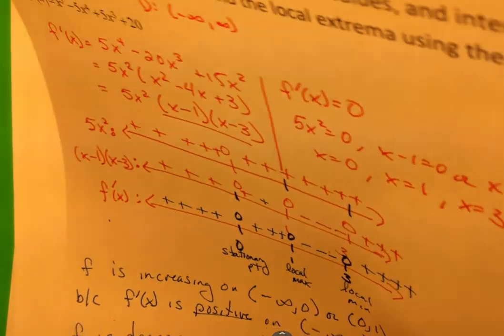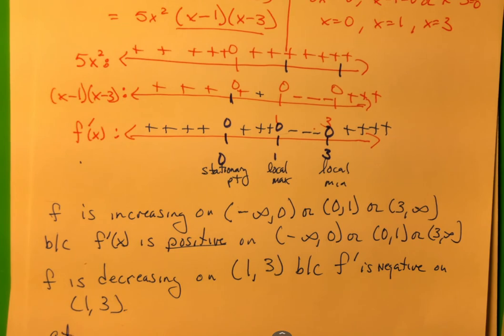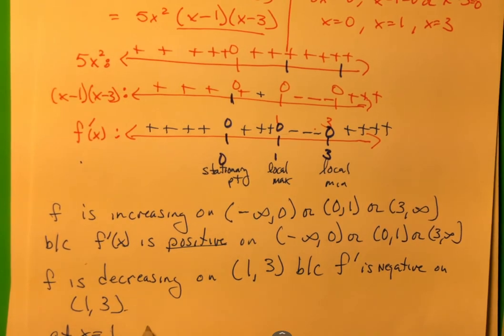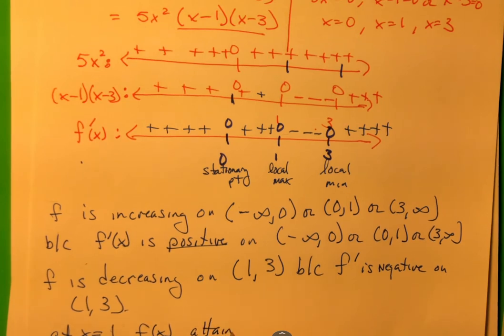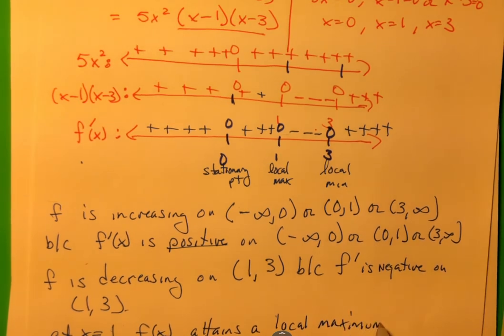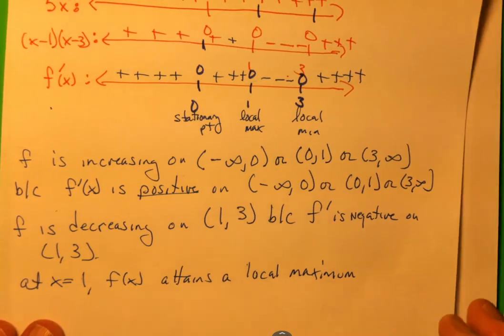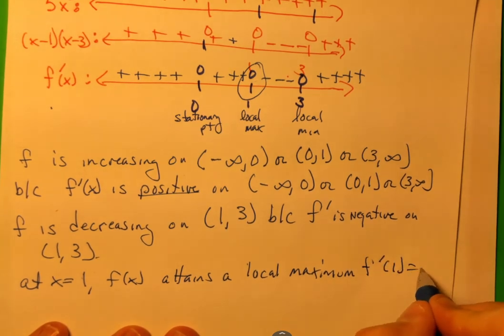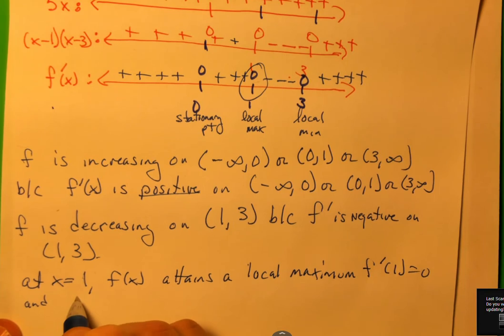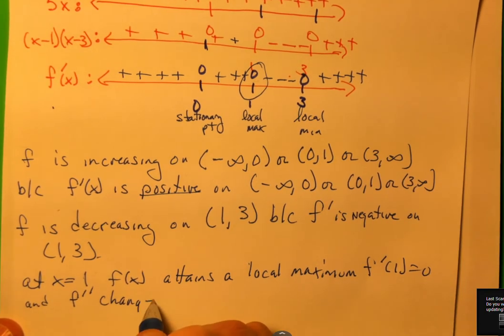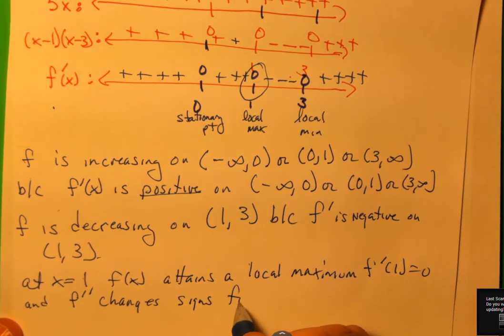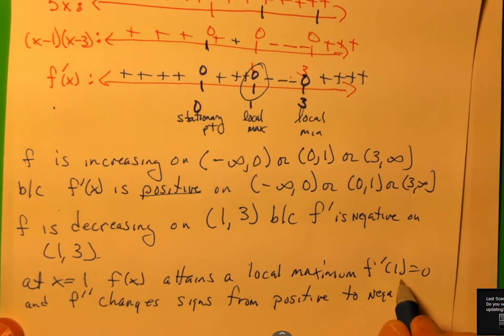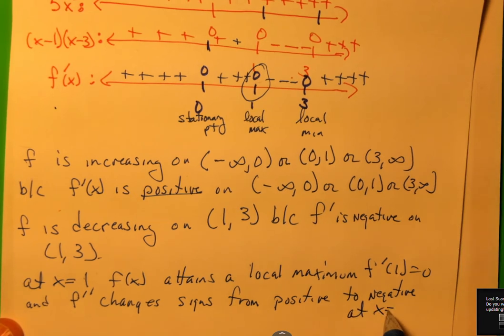Now I go back to the sign chart and, okay, at x equals 1, f of x attains a local maximum. Now, the theorem says it's a critical point there, so I look right here. Oh, look, it's a critical point there. F prime of 1 is 0, and f prime changes signs from positive to negative.